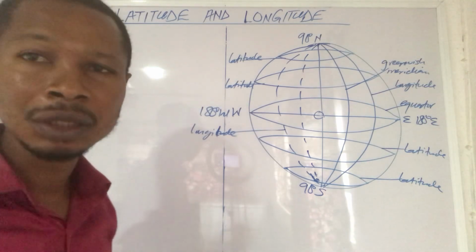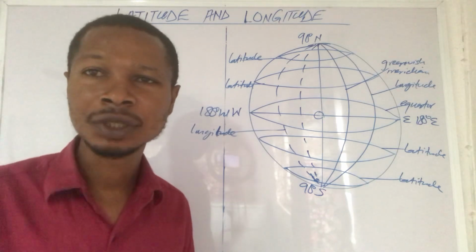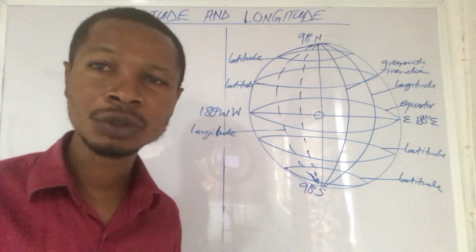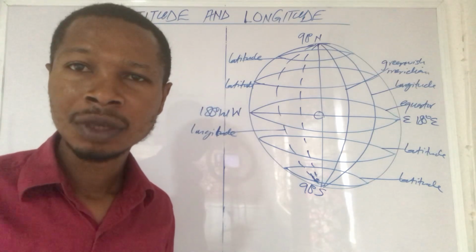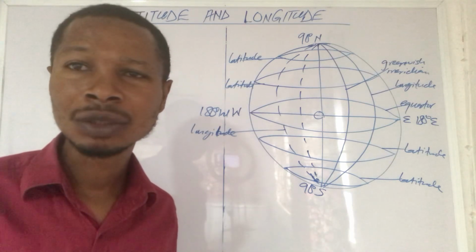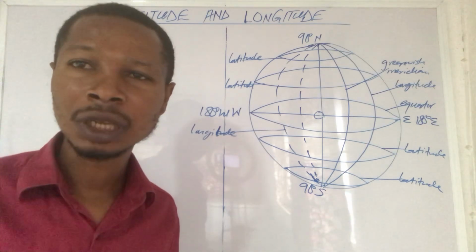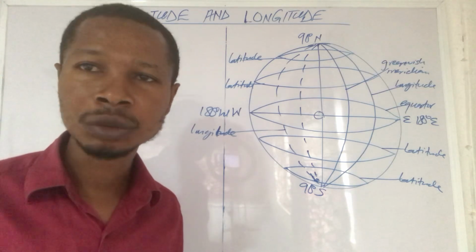And the lines of longitude and latitude are used to locate points on the Earth's surface, because each place on the Earth's surface has lines of latitude and longitude. For you to locate a point on the Earth, there must be lines of latitude and longitude. So every place on Earth has its lines of longitude and latitude.